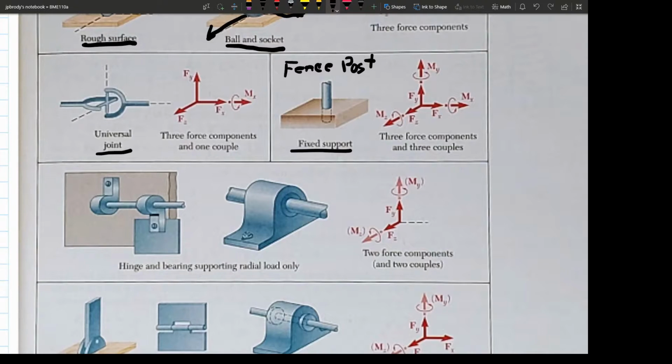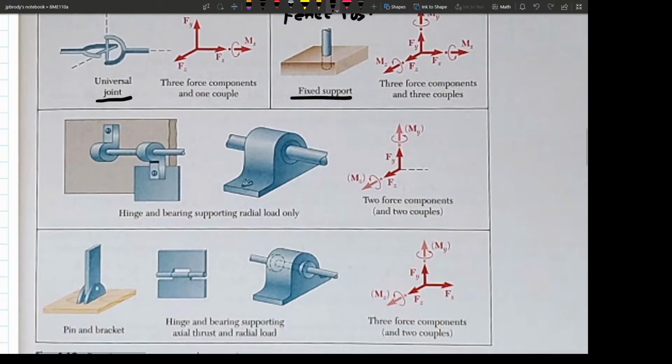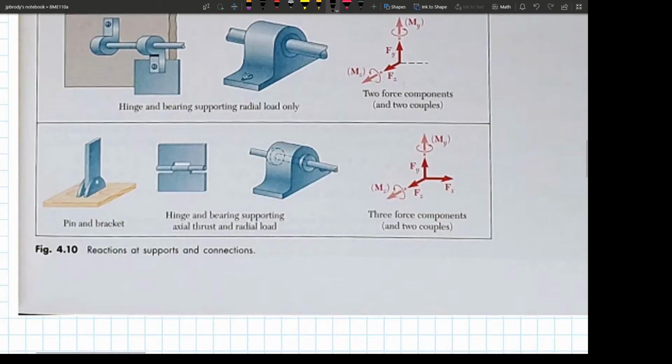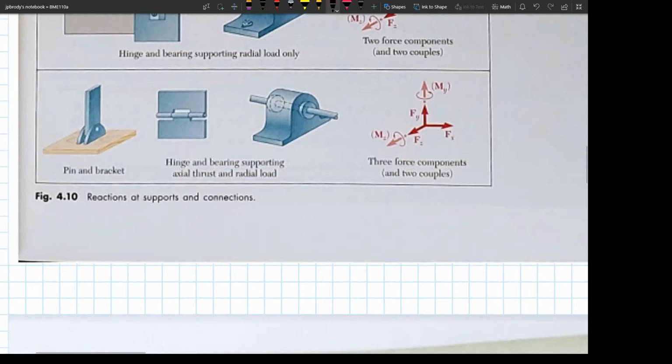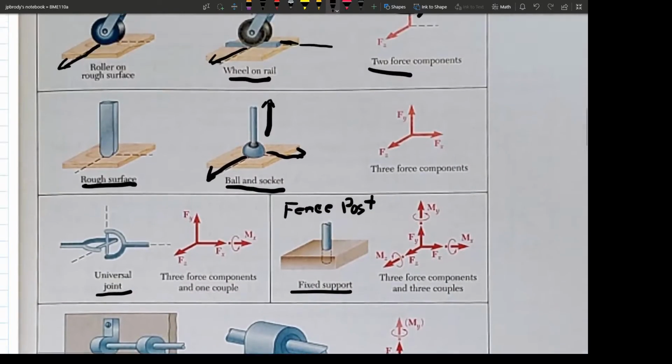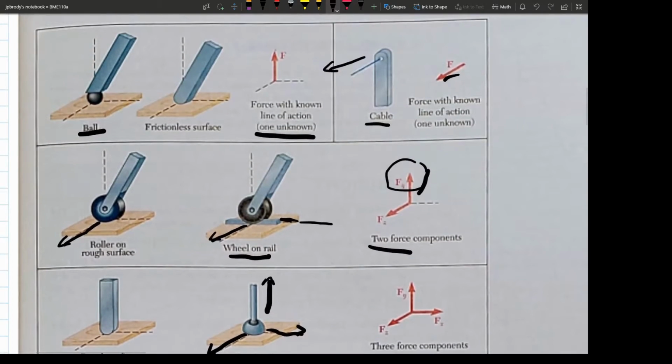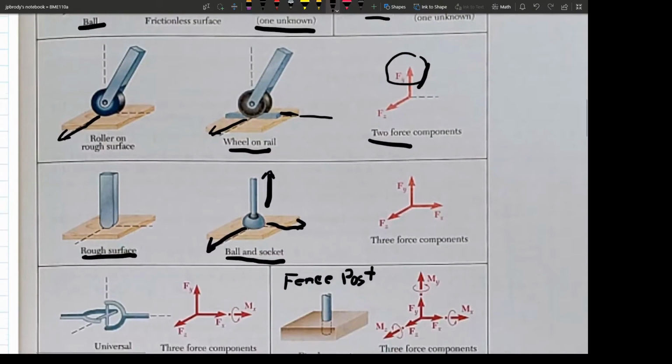And I'm not going to get into them, but there's some more here. You can see hinge and bearing support, what this can do, pin and bracket. So there's all sorts of different things. You could use this, this is in the book, figure 4.10, as a reference when you run into one of these problems, which we'll see a lot of this week.